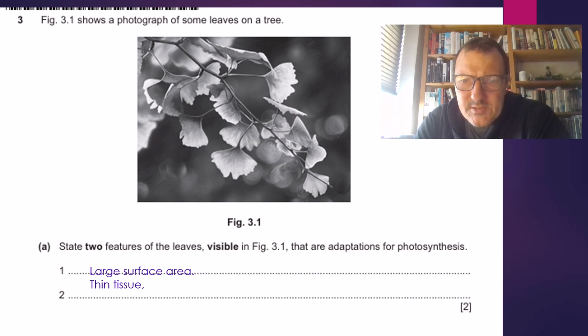So when I did this with a class, a lot of them wrote stuff like chlorophyll or chloroplasts, which are clearly adaptations for photosynthesis, but they're not visible on figure 3.1. So again, you really have to read the question. And the 2 ones I think I can see here is we have a large surface area, which gives a large area for the light to hit. And we have thin tissue, so there's a short diffusion way for the CO2 to get into the chloroplasts. There can be other answers that will give you the points, but it's very important that it's visible on the figure.